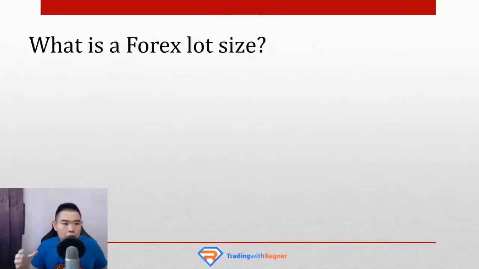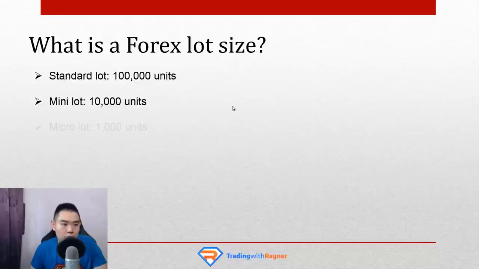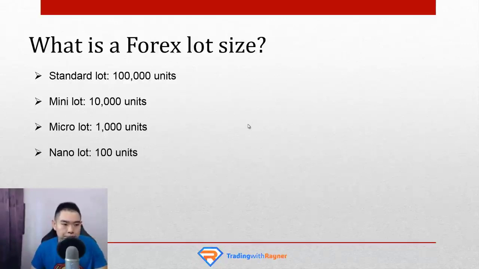Moving on, I want to talk about Forex lot sizes. What are the different types of Forex lot size out there? Number one, we have a standard lot, which is equivalent to 100,000 units. So when you key in 100,000 units to buy in your Forex broker, you are essentially buying one standard lot. Then below that, we have a mini lot, which is 10,000 units, followed by micro lot, which is 1,000 units. And smaller than micro lot, we even have nano lot, which is 100 units.